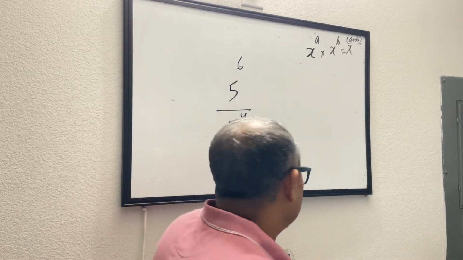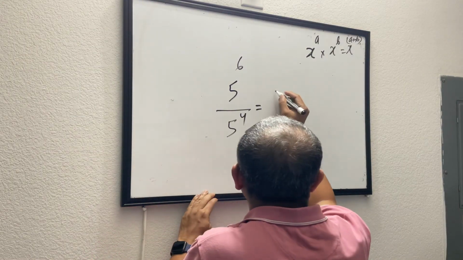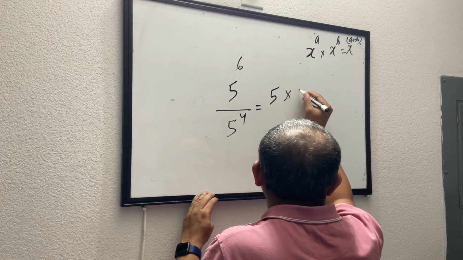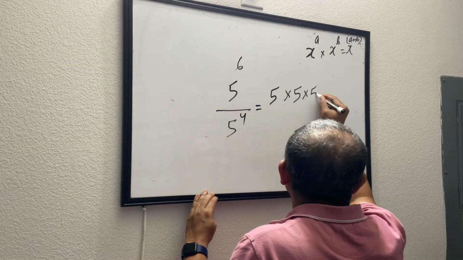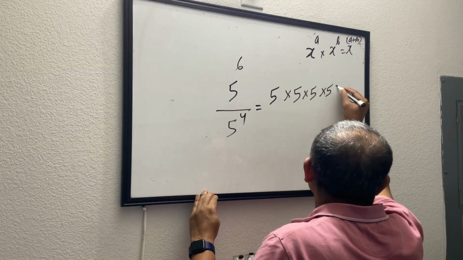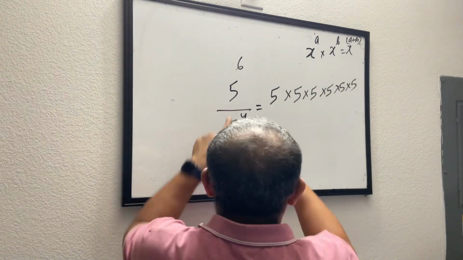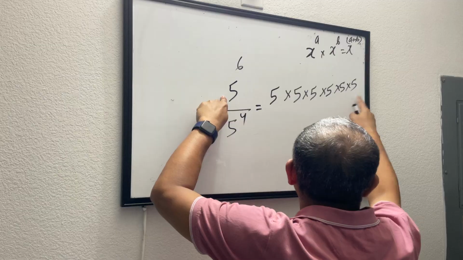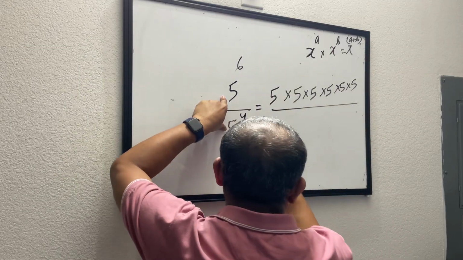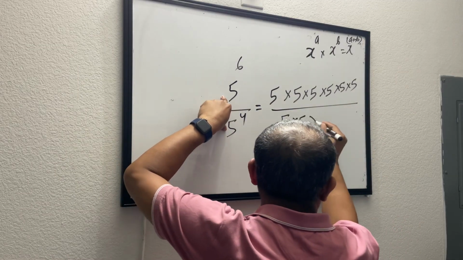Yeah? But let's not assume anything. I don't trust Sid, okay? I'm not saying that I don't trust Sid. What I'm saying is, I never trust anything on face value without me being convinced, okay? So 5 to the power 6 is 6 times of 5, and 5 to the power 4 is 5 into 5, 4 times.